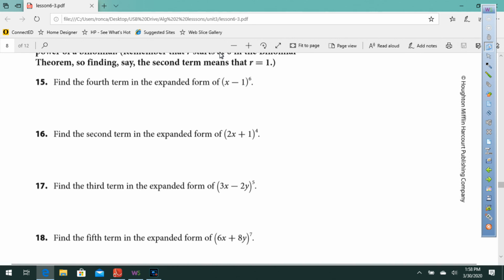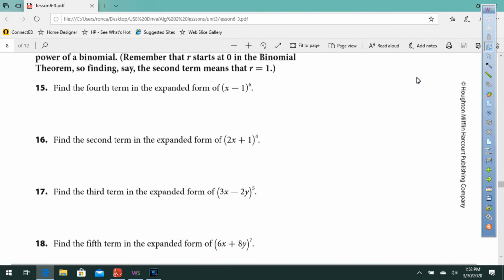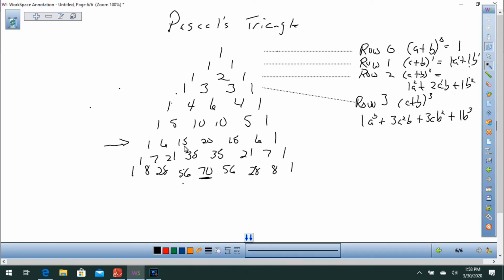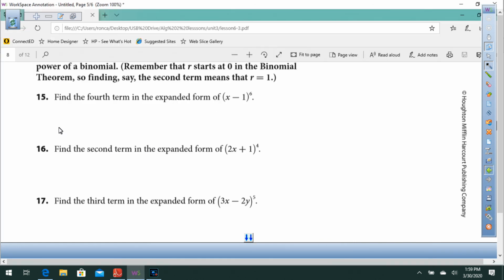Now we want to find, let's try this. We want to find the 4th term in the expanded form of x minus 1 to the 6th power. Okay, the 4th term. So let's go over here, x to the 6th. That's going to be this one here. 1, 2, 3, 4. That's going to be 20. There's our constant. 20. So we got 20. And then we've got x.